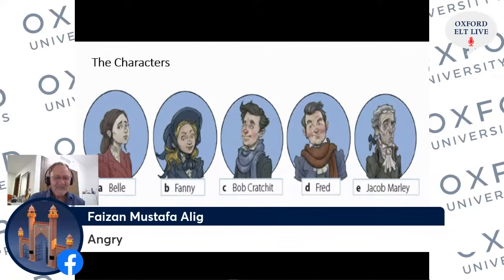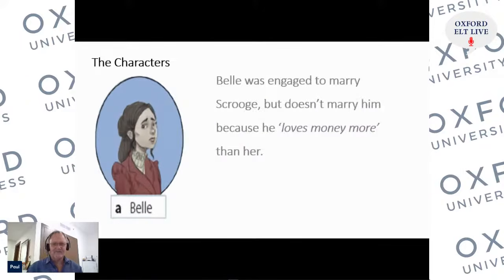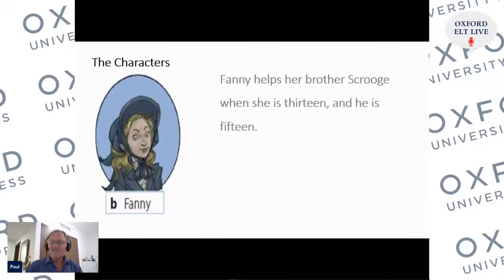So these are the characters, and let's have a look at Belle. If you haven't read the book, Belle was engaged to marry Scrooge, but she doesn't marry him because he loves money more than her. So that's Belle. Fanny helps her brother Scrooge. So Fanny is Scrooge's sister, and when she's 13 and he is 15, she helps him.